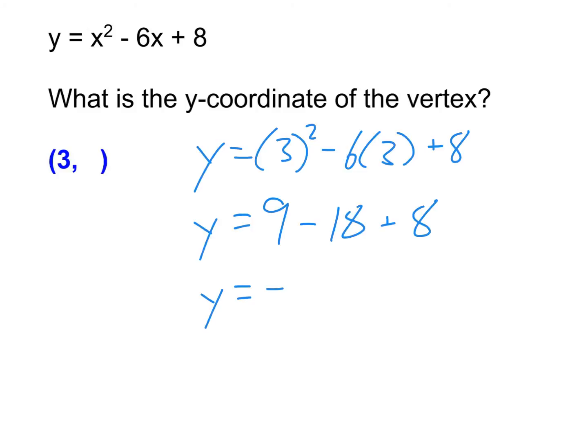So 9 minus 18 is a negative 9. And negative 9 plus 8 is a negative 1. So we now know the y-coordinate of our vertex is going to be at negative 1. We have the coordinates of our vertex then at 3, negative 1. That means we can now graph this equation.